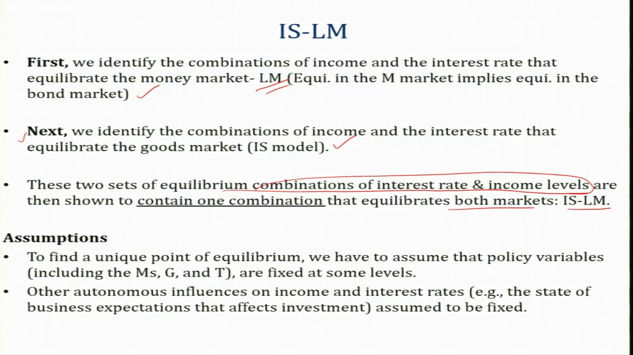Before proceeding further in the ISLM, we make a few assumptions. To find a unique point of equilibrium where the goods market and money market are in equilibrium with a combination of equilibrium interest rate and income level, we have to assume that policy variables such as money supply, government expenditure, and tax are fixed at some levels, and other autonomous influences on income and interest rates, for example the state of business expectation that affects investment, are also assumed to be fixed.